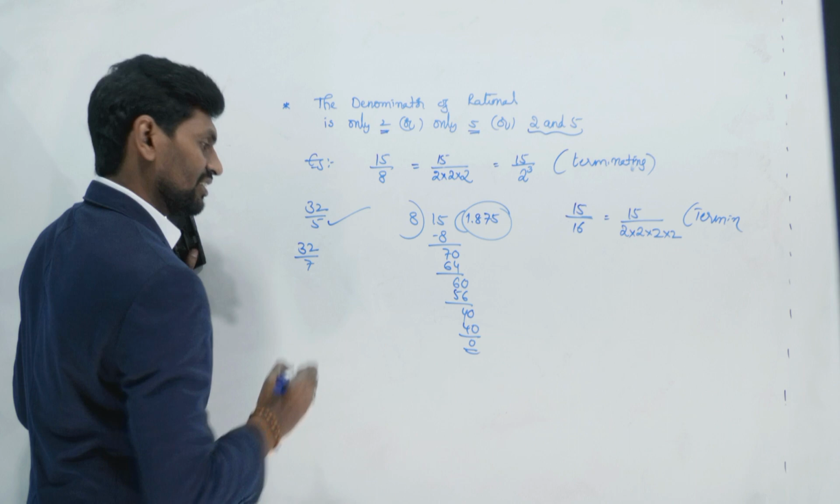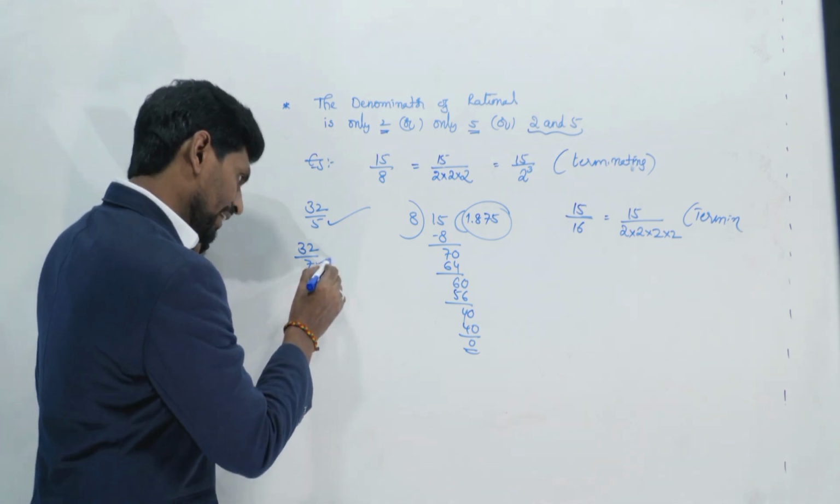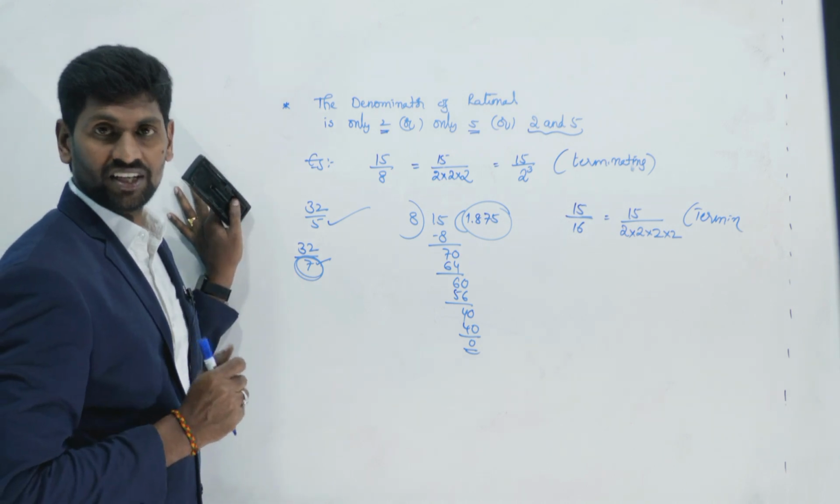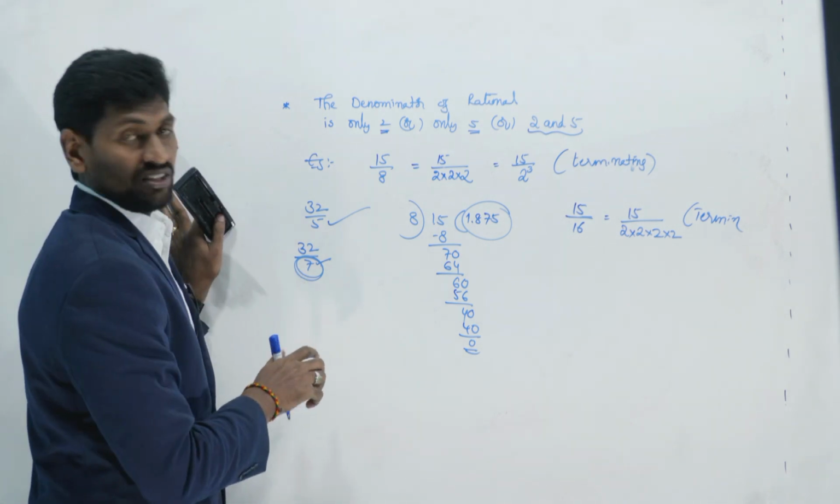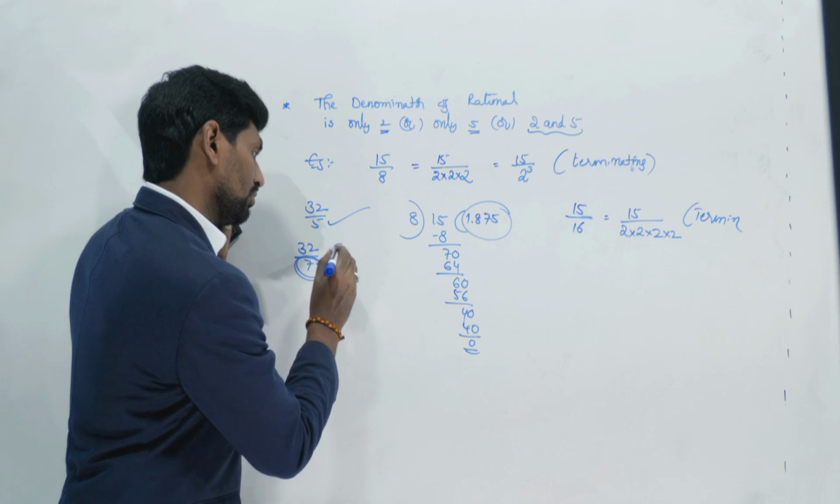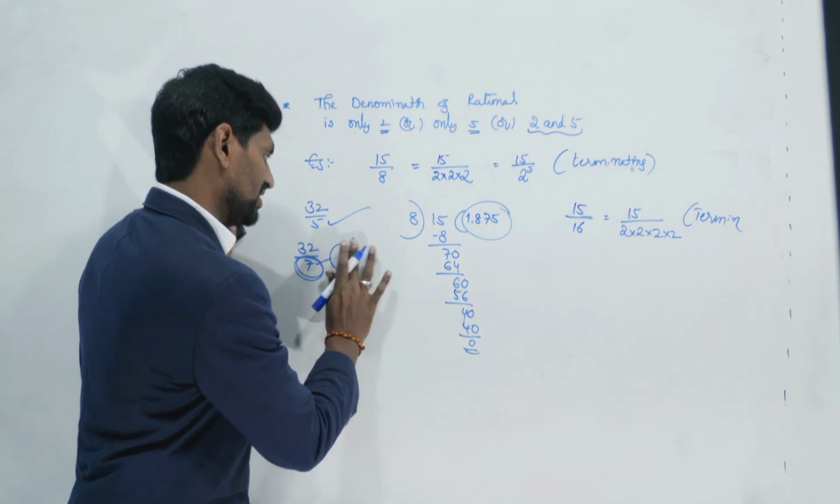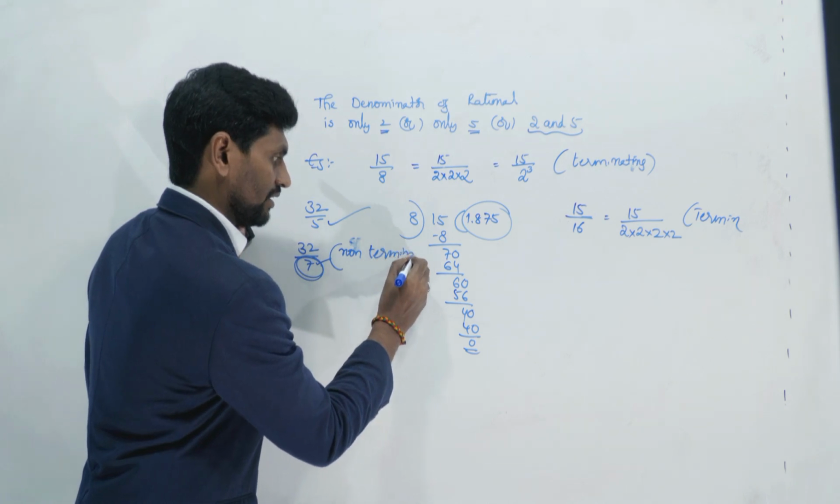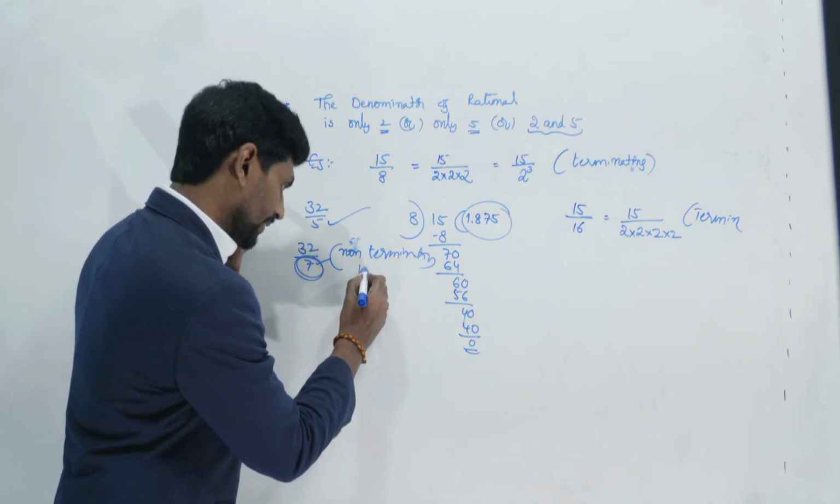32 by 7. 7 is a prime number and there is no presence of 2 and 5 here. Only 7 is there. So it is not terminating. This is non-terminating repeating decimal.